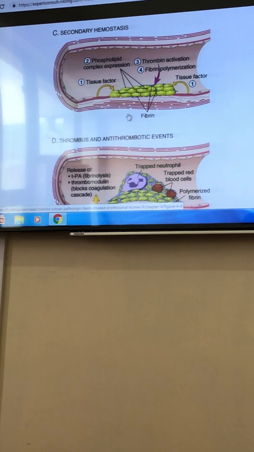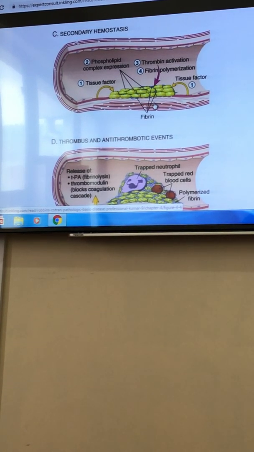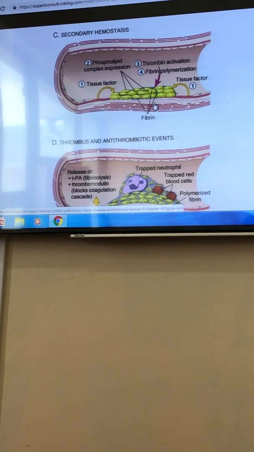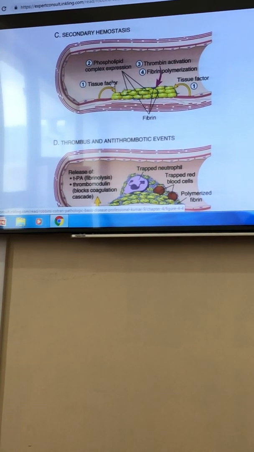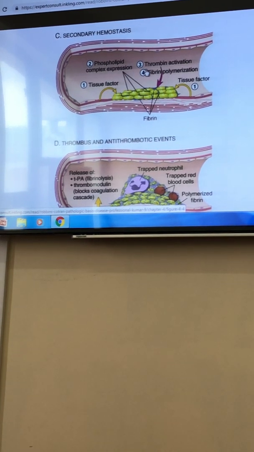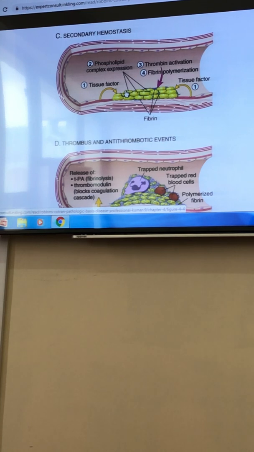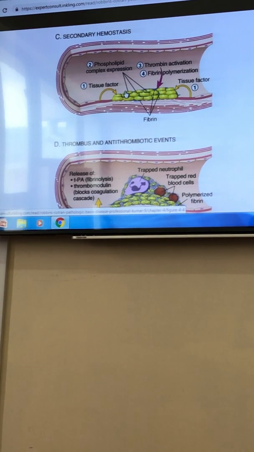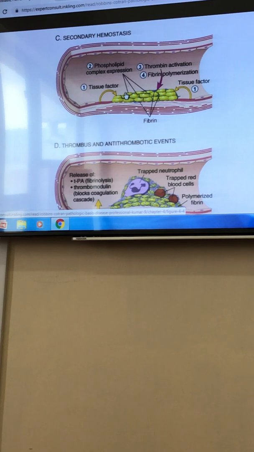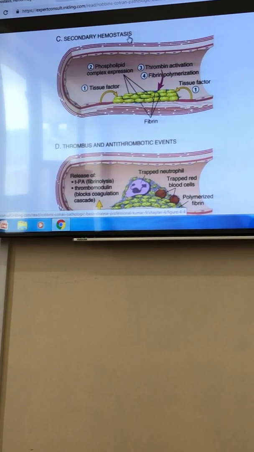It's clear that problems with coagulation factors, for example, deficiency of factor VIII, are defects of secondary hemostasis, because secondary hemostasis is the coagulation cascade. So, for example, factor VIII deficiency can cause hemophilia A. So defects in secondary hemostasis are defects in coagulation factors.